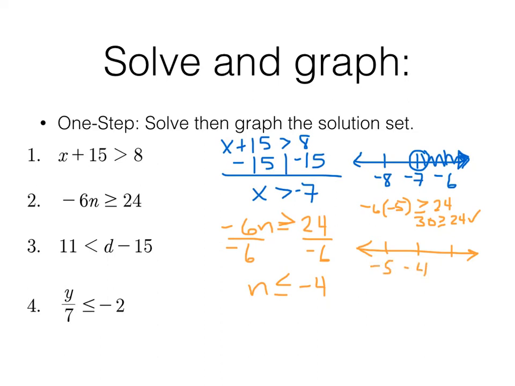Negative 5 is 1 less. Negative 3 is 1 more. Closed circle on negative 4, shaded downward. Hopefully you're getting the hang of this.